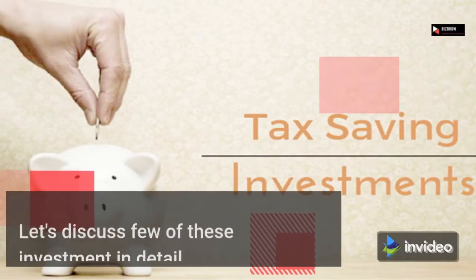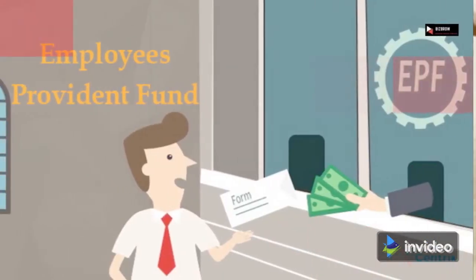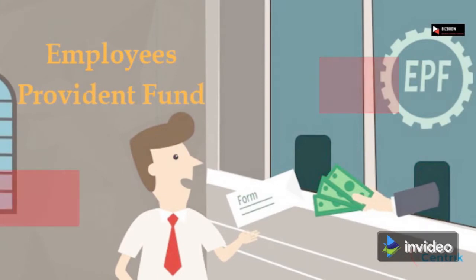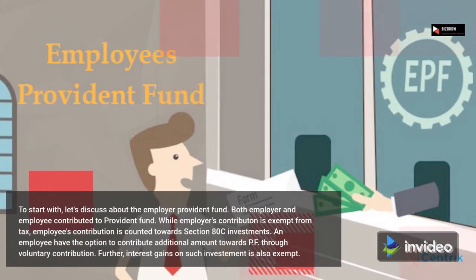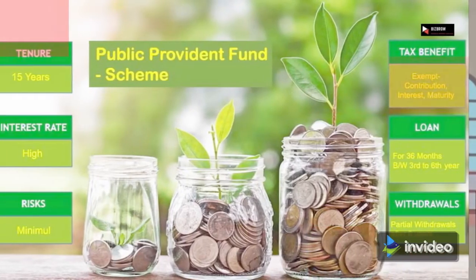Let's discuss a few of these investments in detail. To start with, let's discuss the Employee Provident Fund. Both employer and employee contribute to Provident Fund. While employer's contribution is exempt from tax, employee's contribution is counted towards Section 80C investments. An employee has the option to contribute an additional amount towards PF through voluntary contribution. Further, interest gains on such investment is also exempt.